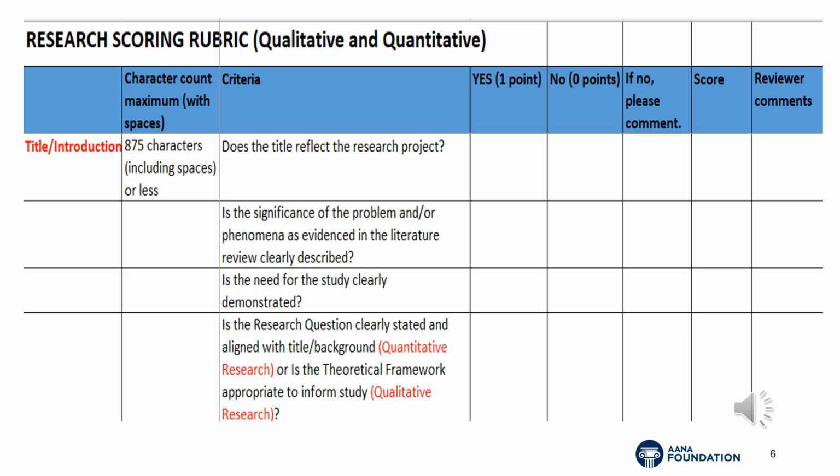The first criteria is, does the title reflect the research project? The second is the significance of the problem and/or phenomena as evidenced in the literature review clearly described. Third is the need for the study clearly demonstrated. And fourth, is the research question clearly stated and aligned with the title and background for quantitative research, or is a theoretical framework appropriate to inform the study for qualitative research?